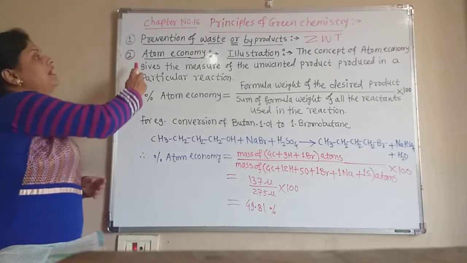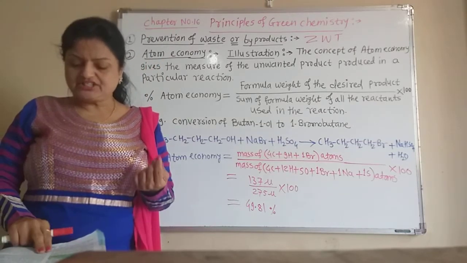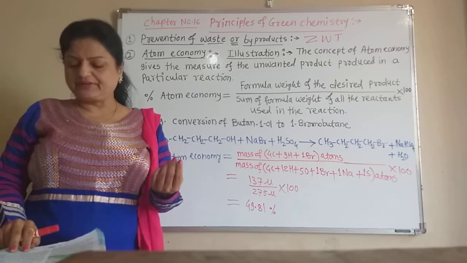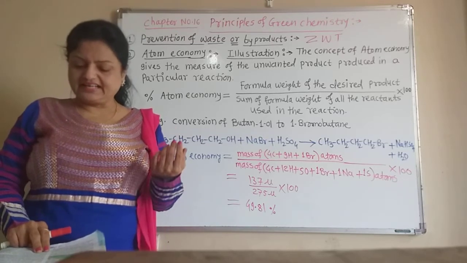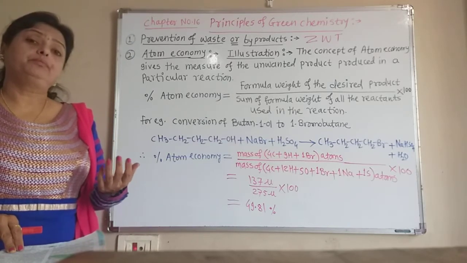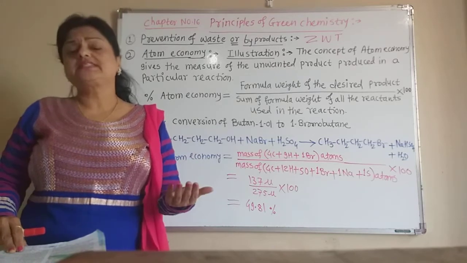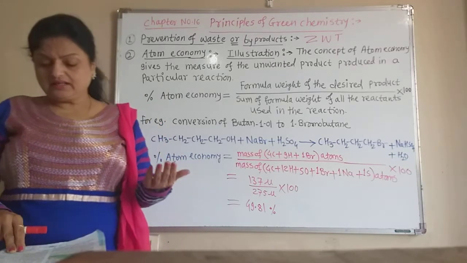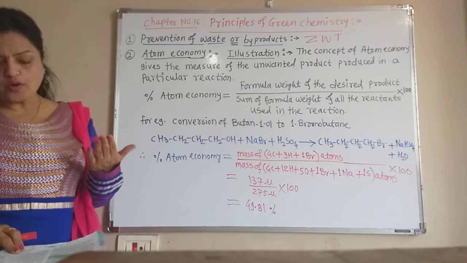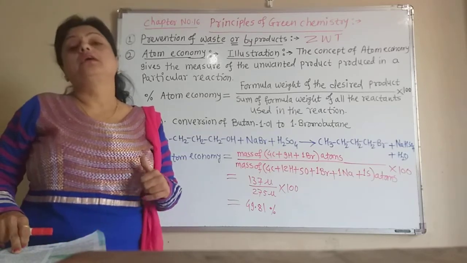Now the second one is atom economy. What is this atom economy? Atom economy is a measure of the amount of atoms from the starting material that are present in the useful products at the end of a chemical process. That means when we synthesize useful products in any chemical reaction, atom economy measures the atoms from the starting material that are present in the useful products at the end of the reaction.